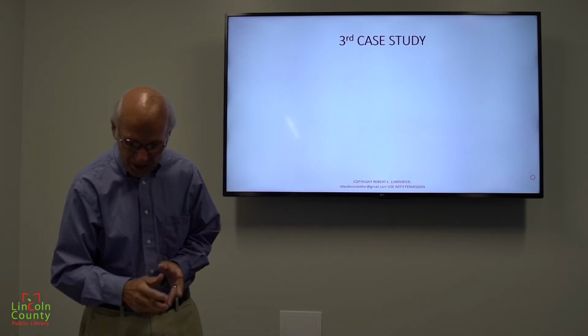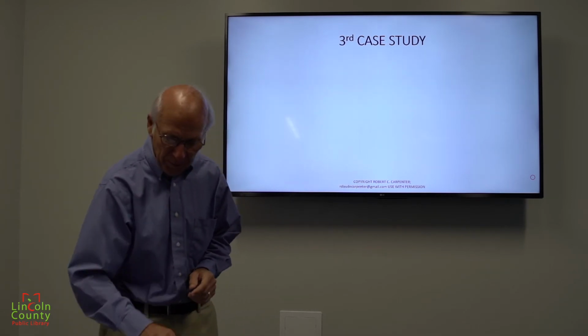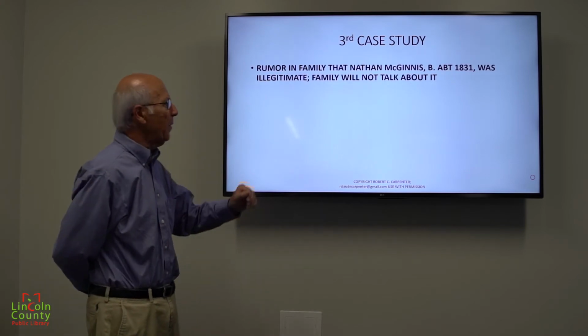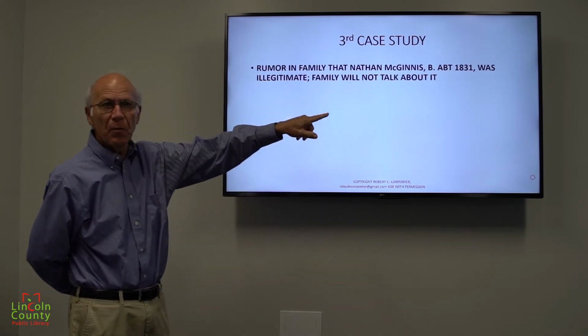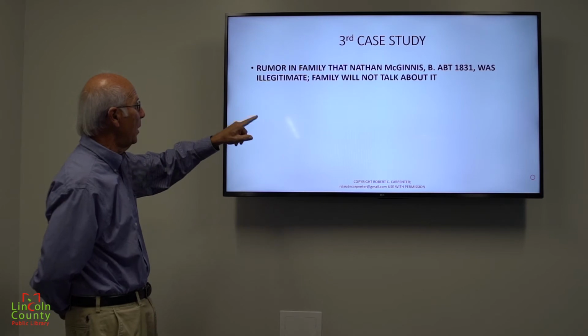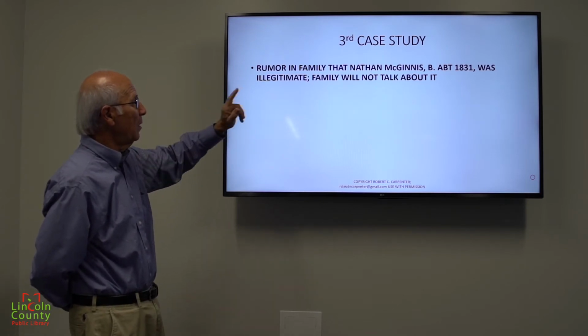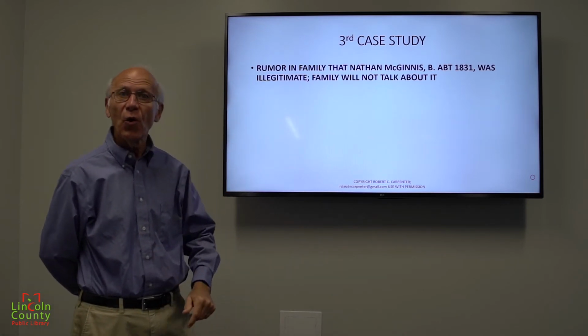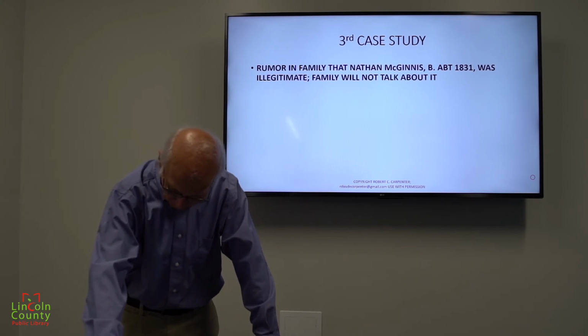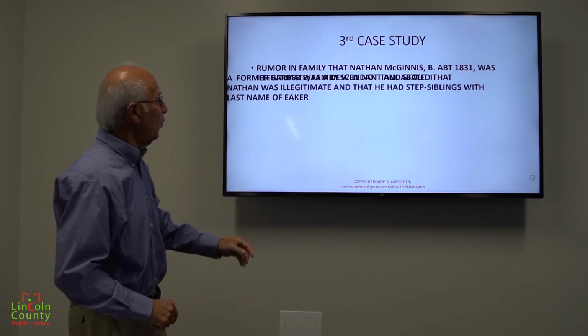So our third case study involves a little more complex research strategy and research problem that we're going to talk about. So I'm going to start with my wife's family. There was rumor in her family that her ancestor Nathan McGinnis, who was born about 1831, was illegitimate. The family would not talk to her about it. They didn't want to talk to her about it.